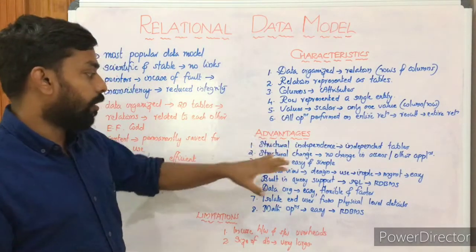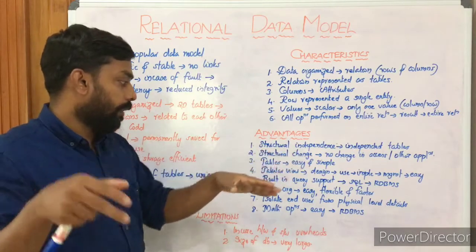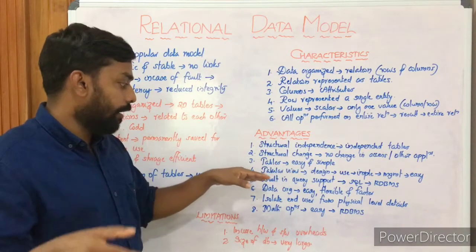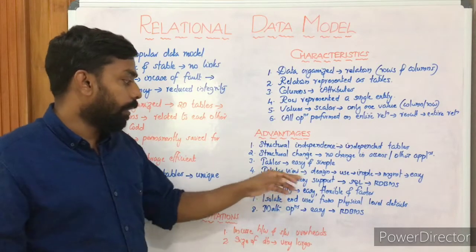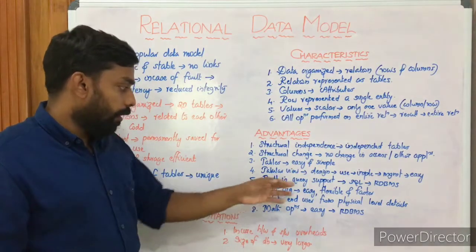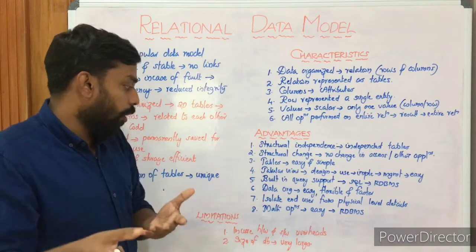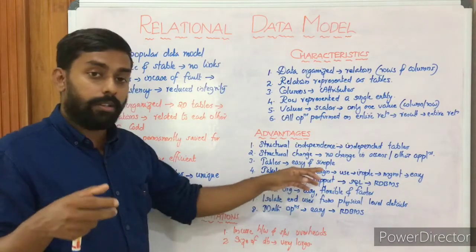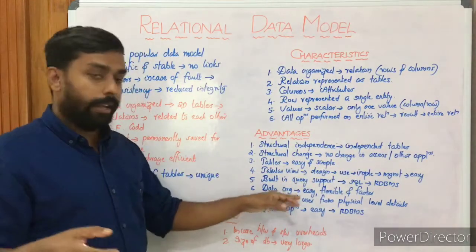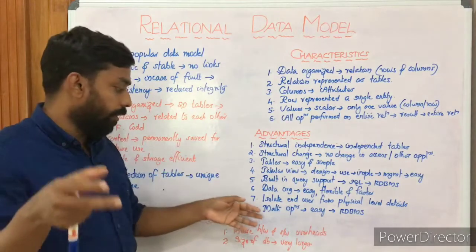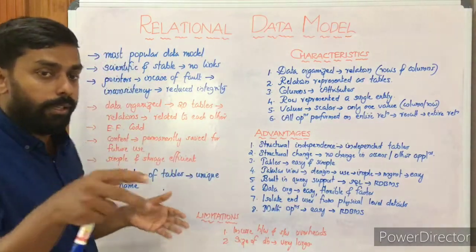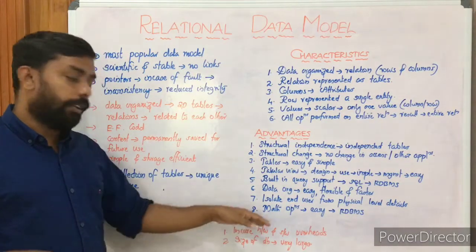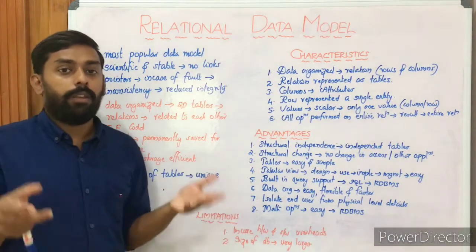And advantages: structural independence, so structural change will not affect. Tables are easy and simple, and the tabular view makes it easy to use, implement and manage. Built-in query support using SQL in a DBMS. Data organization is easy, flexible and faster. It isolates the end user from physical level activities. Math operations are also very easy. Then limitations: it incurs hardware and software overheads, and the size becomes high.